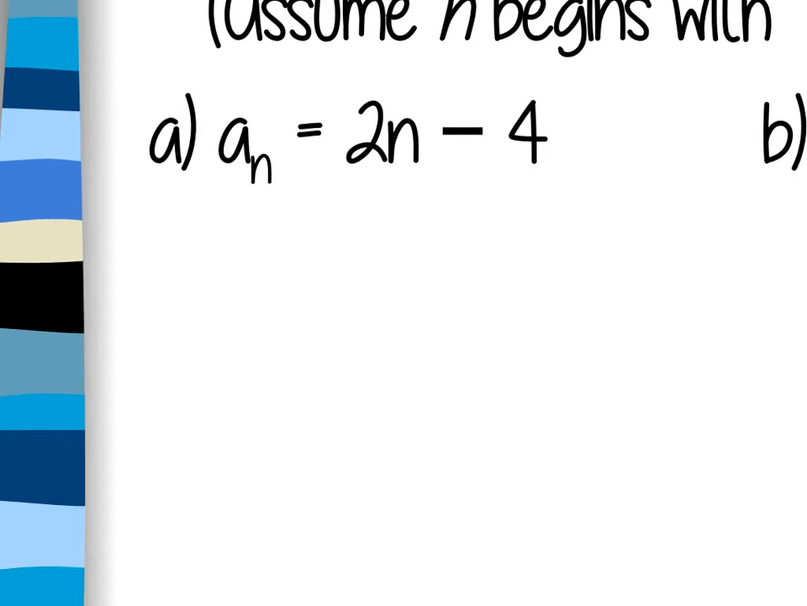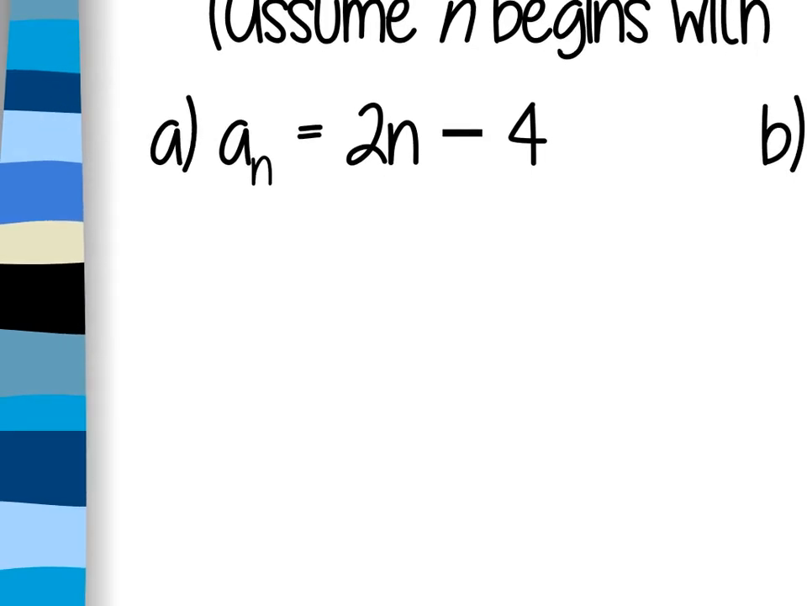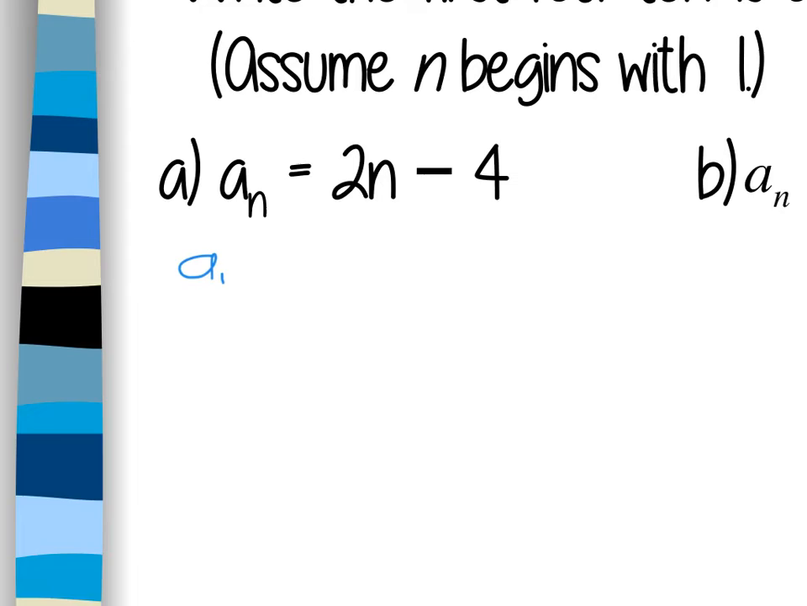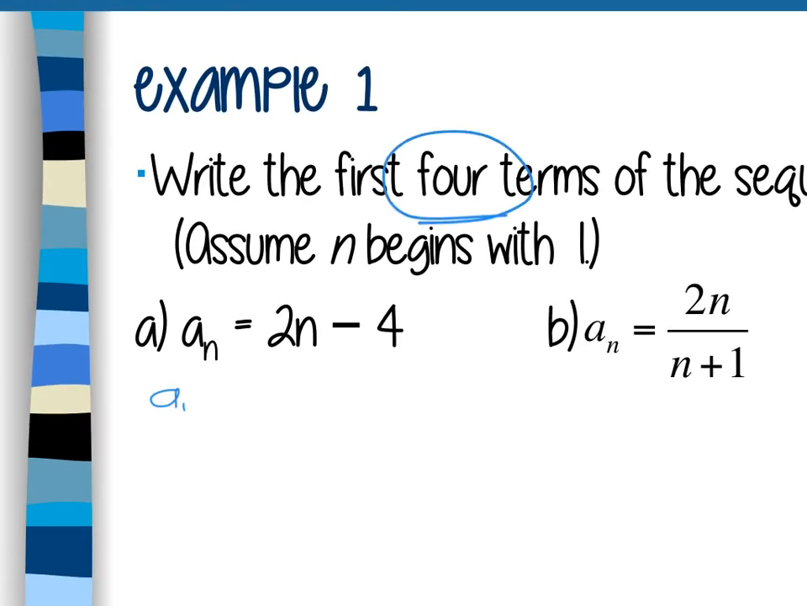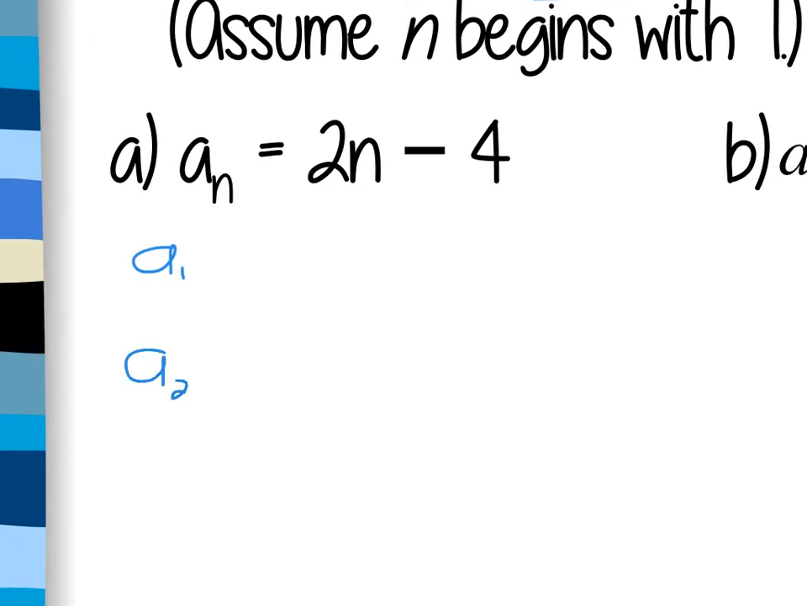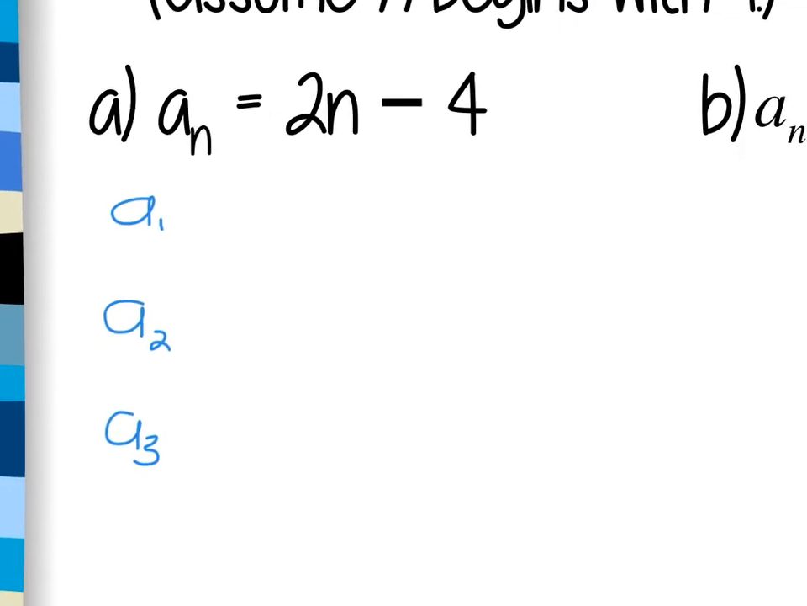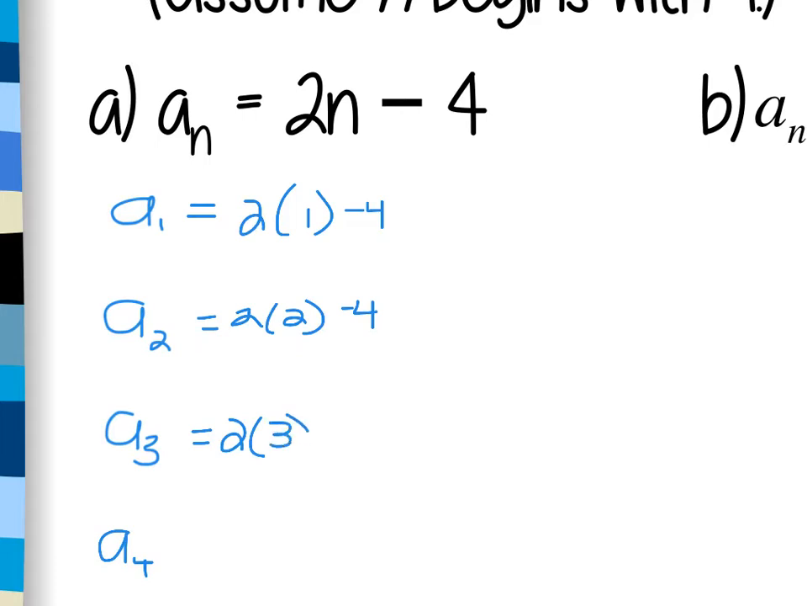So if you look at A, it says a sub n is 2n minus 4. So I'm going to find a sub 1. It says the first 4 terms. So I'm going to do a sub 1, a sub 2, a sub 3, and a sub 4. And so for each of these, the subscript number is the number you're plugging in for n. So this is 2 times 1 minus 4. This is 2 times 2 minus 4. This is 2 times 3 minus 4, and this is 2 times 4 minus 4.